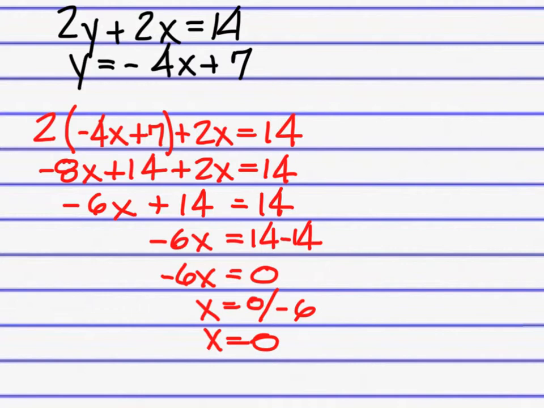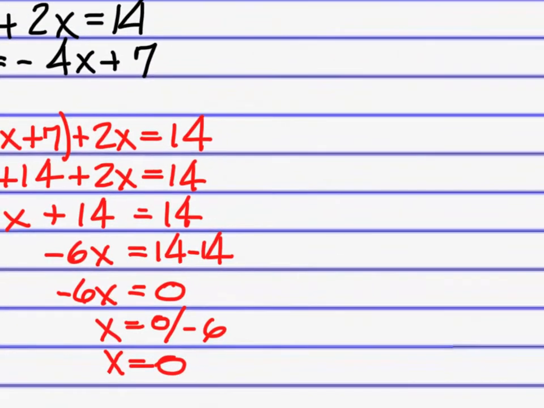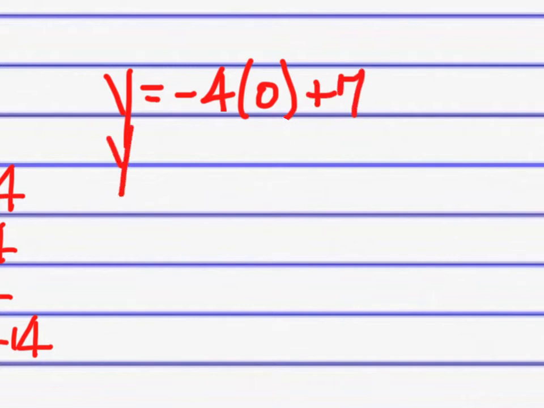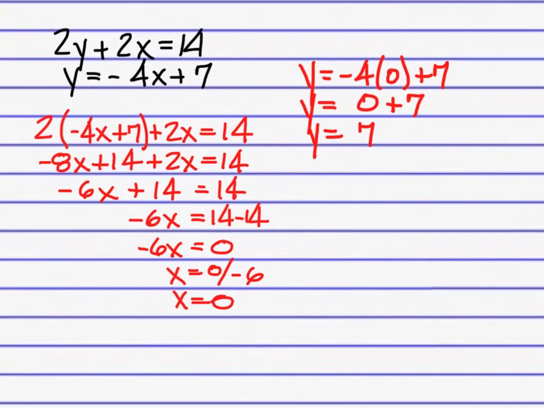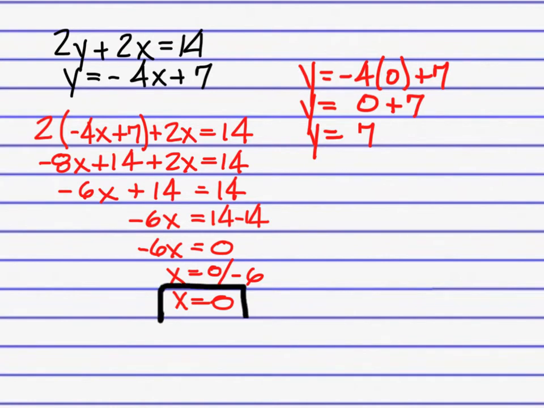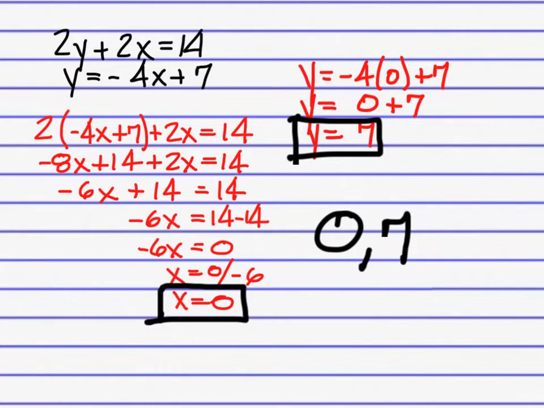So that would be y equals a negative 4 times 0 plus 7. Negative 4 times 0 is 0. If I add 7 to 0, I get 7. So now we know that we have x equals 0 and y equals 7. So the solution is 0, 7.